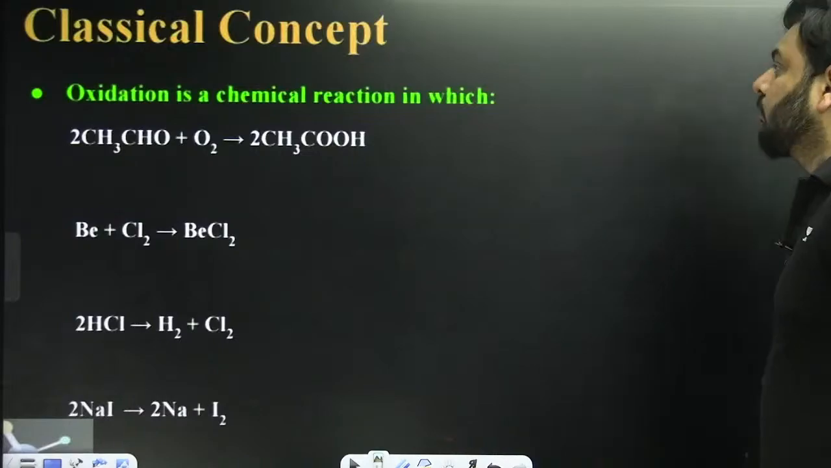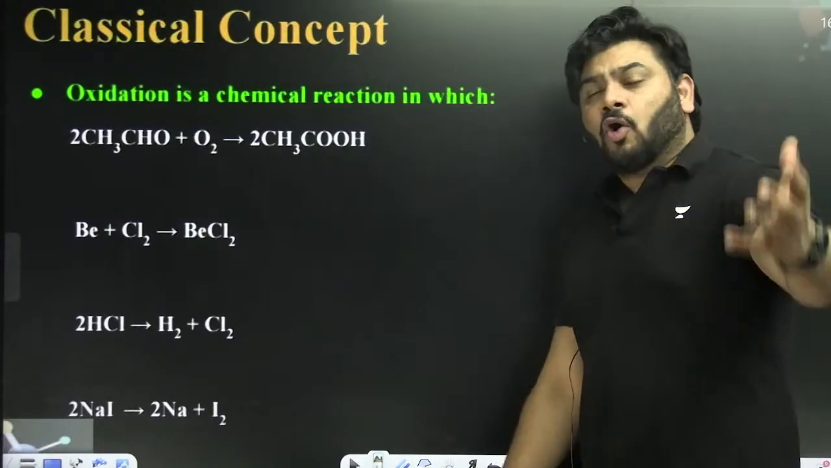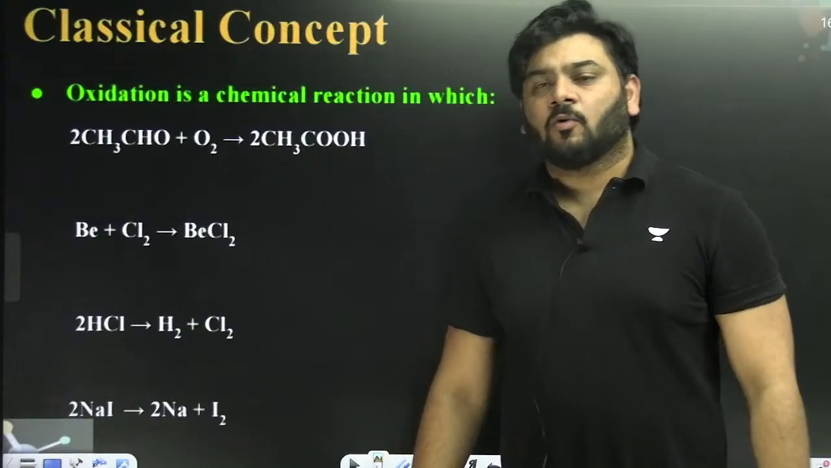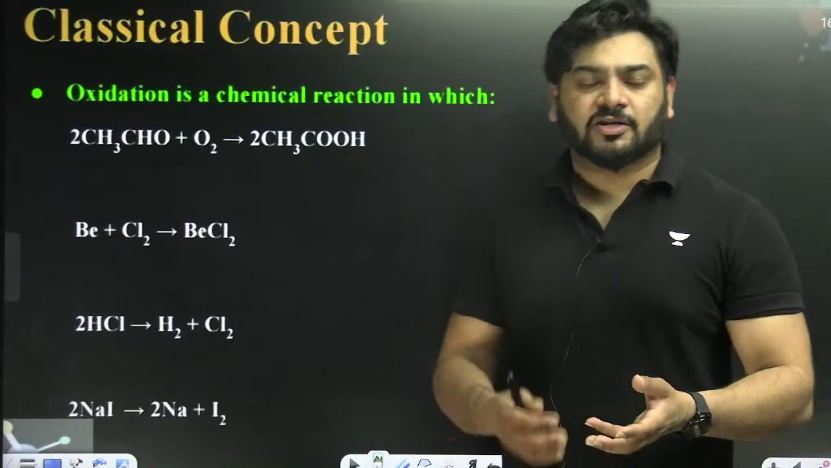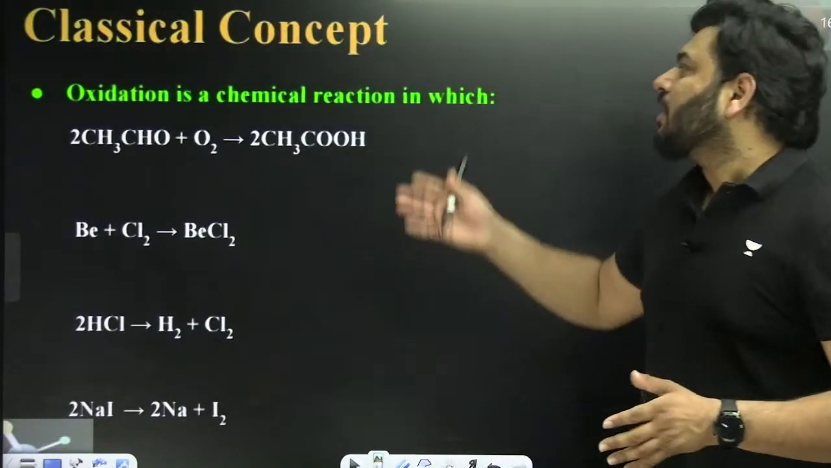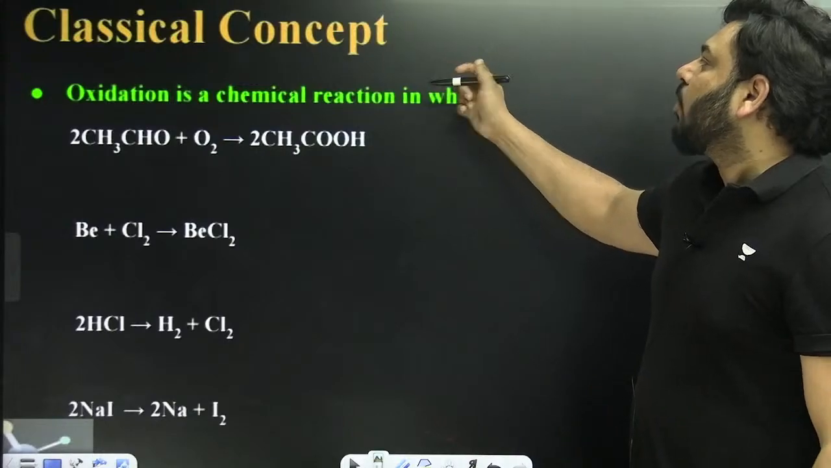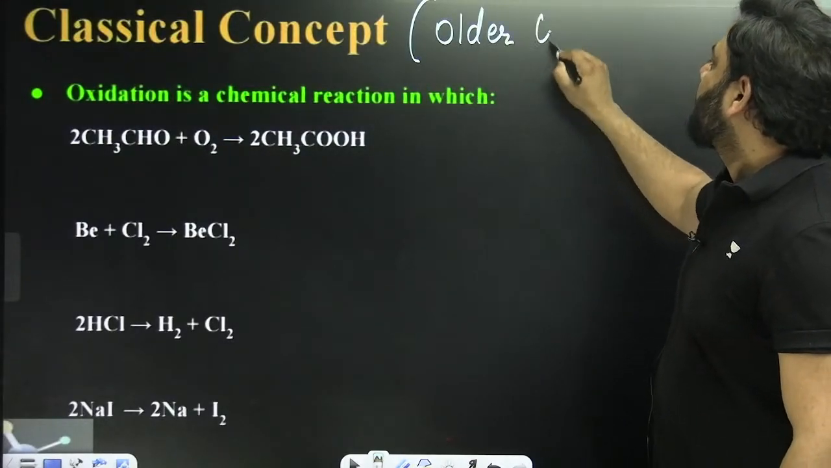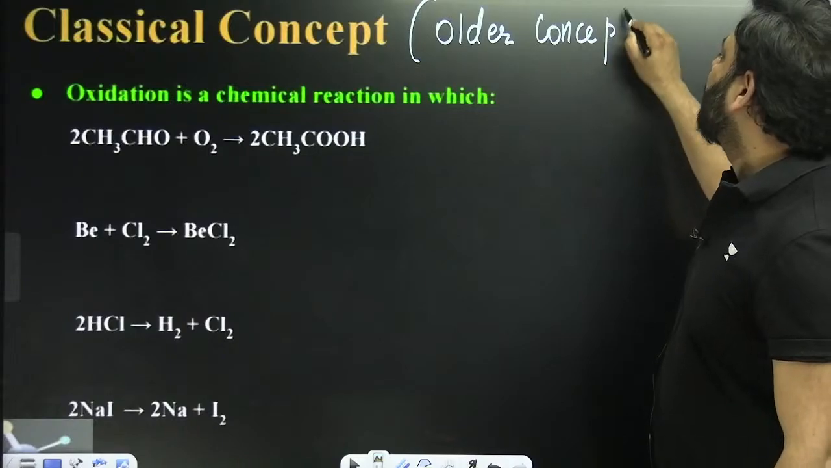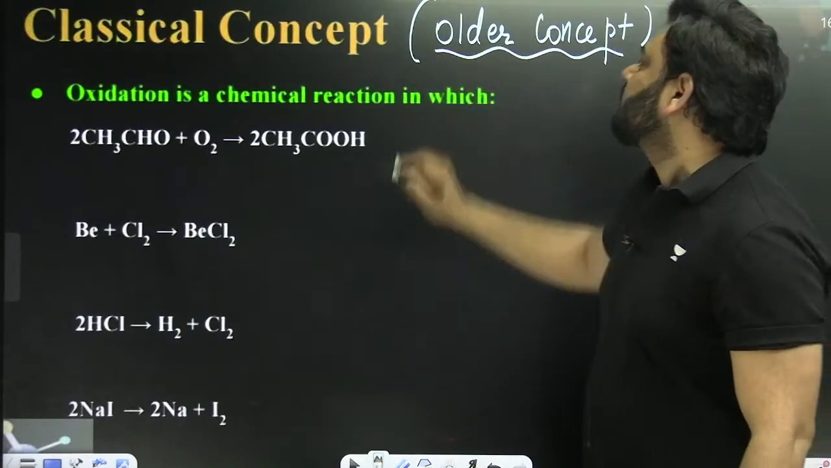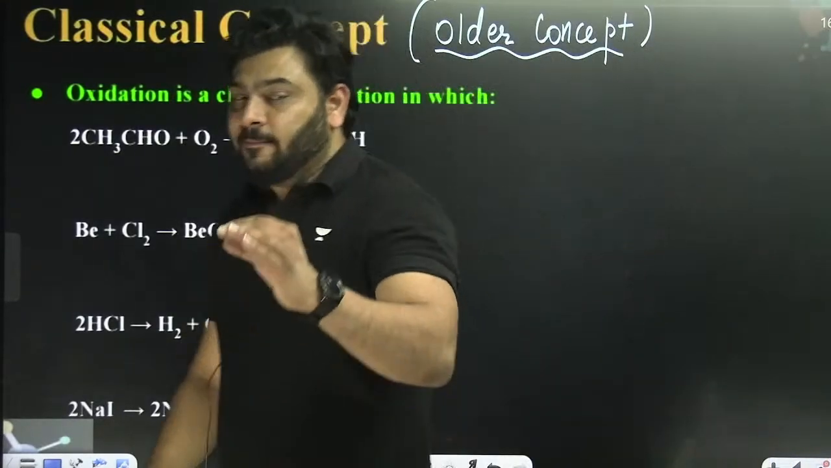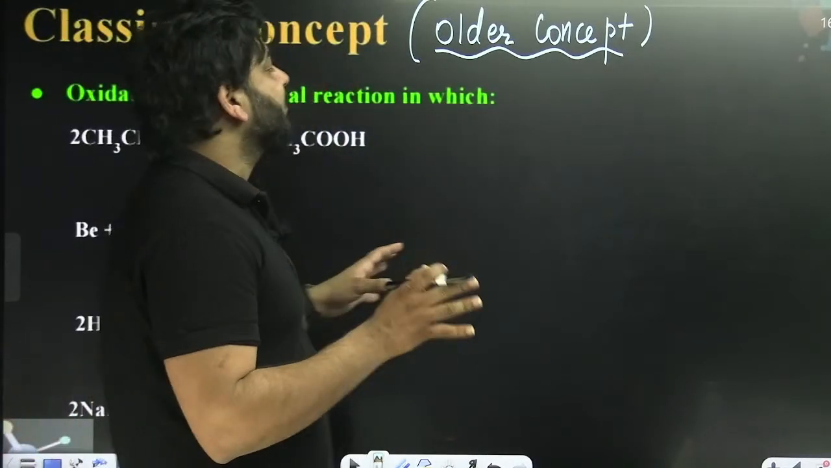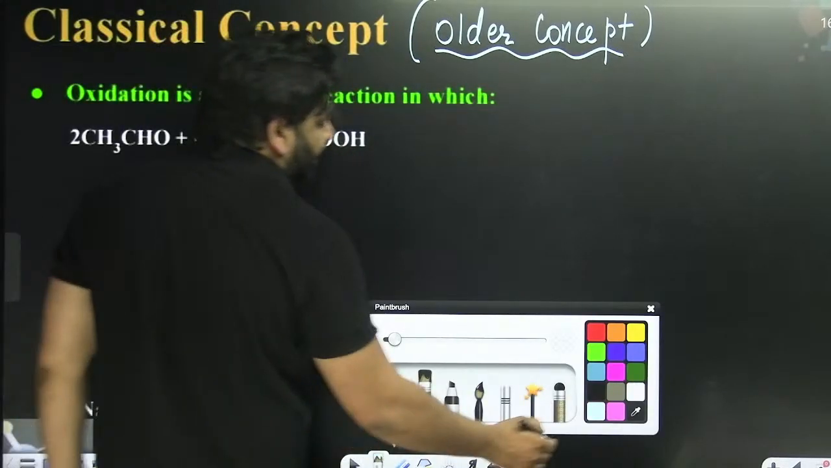Now, if we go to the previous or older concept that was considered while giving the definitions of reduction and oxidation, a classical concept is actually some older concept. So what does it say? Let me give you the idea, but anyways we are not going to learn this concept, and we are not going to implement or apply it. We will always be taking the modern concept in the application part, but still just take the idea.